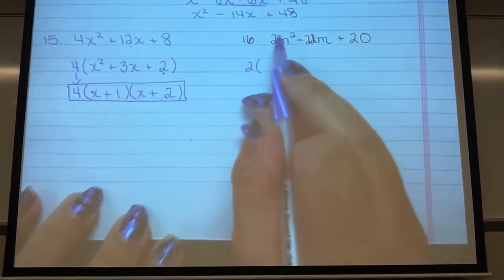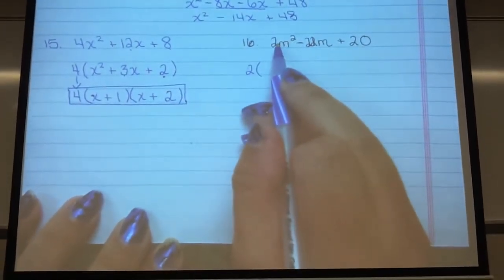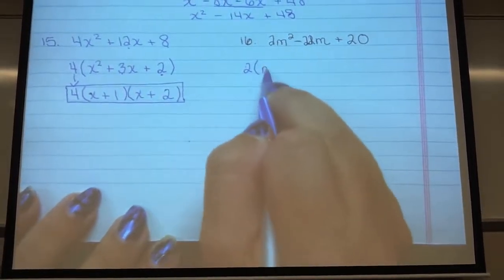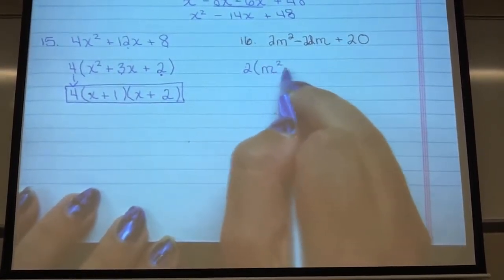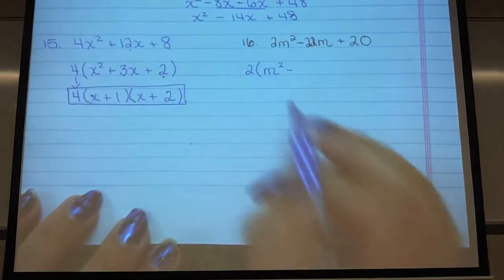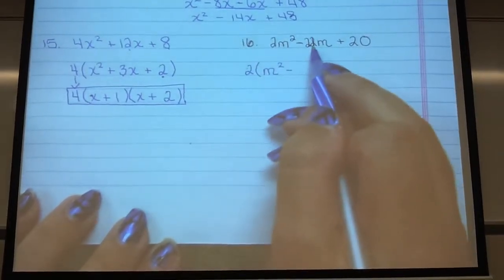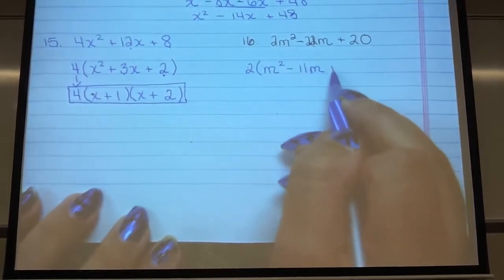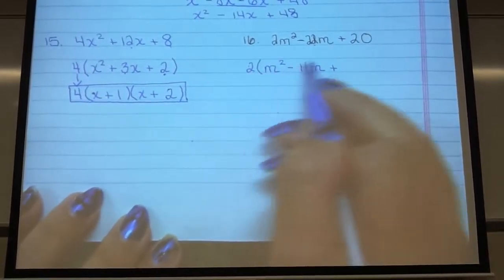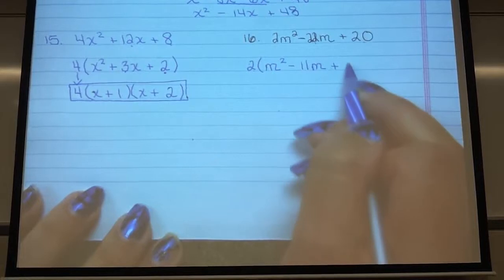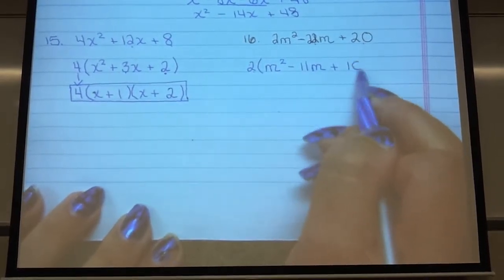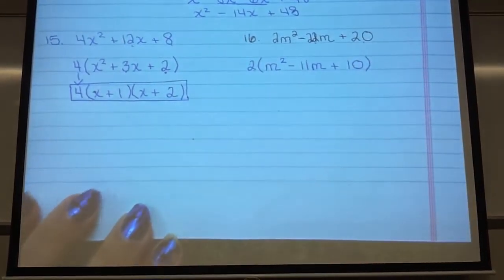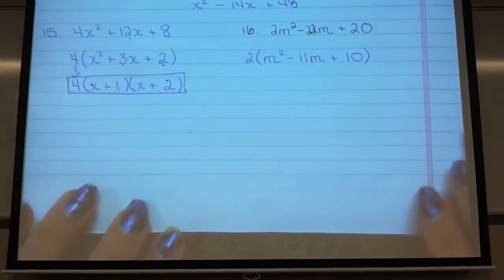Just the m squared, because you're taking a 2 off. I have m squared minus 22. But how many times does 2 go into 22? 11. Plus, how many times does 2 go into 20? 10. So notice, all I did was yesterday's step, taking out a GCF.